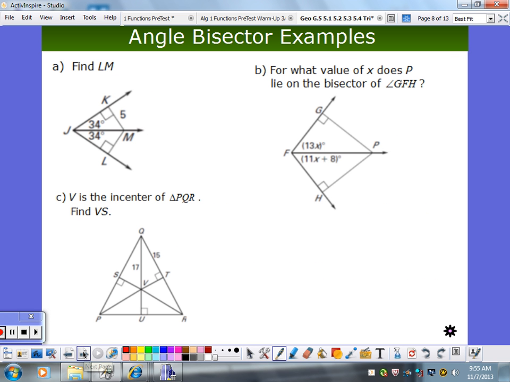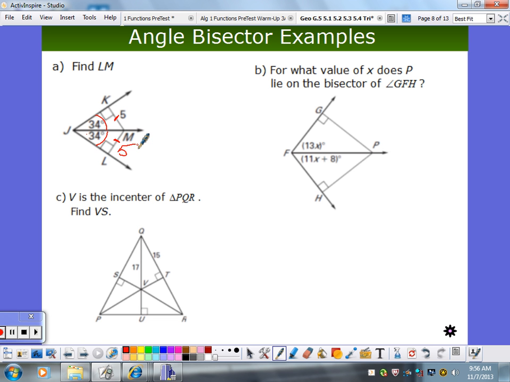But let's look at some examples. Let's do that, because it gets confusing. All right, find LM. Is this a bisector? How do I know this is an angle bisector? Are these 2 angles congruent? Then I have an angle bisector. So I'm dropping these little perpendiculars here. So what do I know about this? They have to be congruent. So what is LM? 5. That's it. What about this guy here?